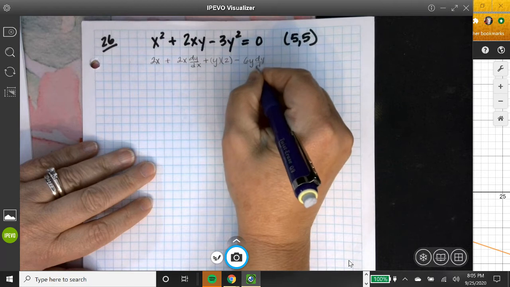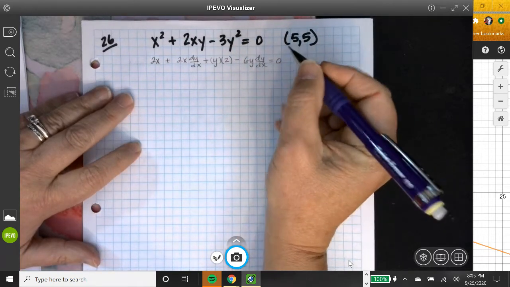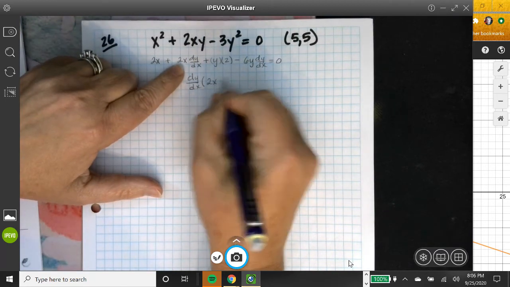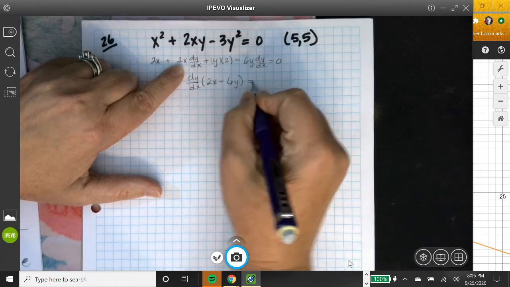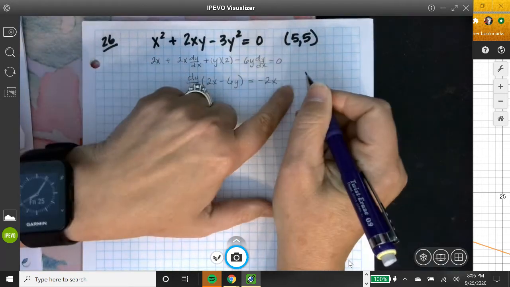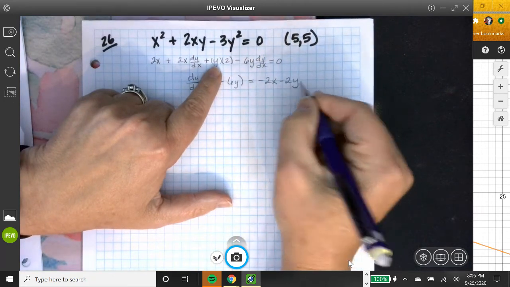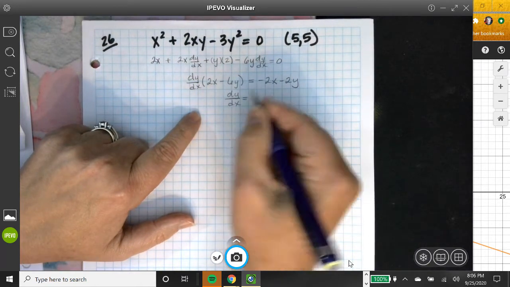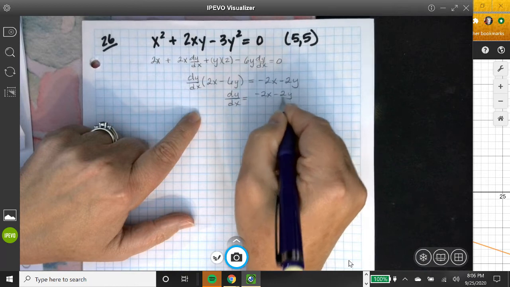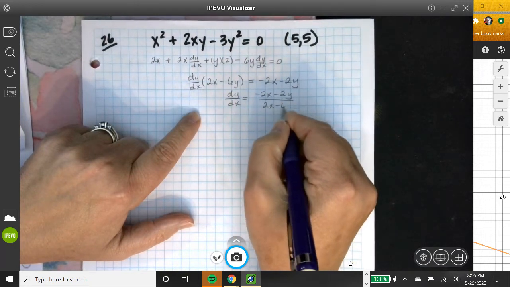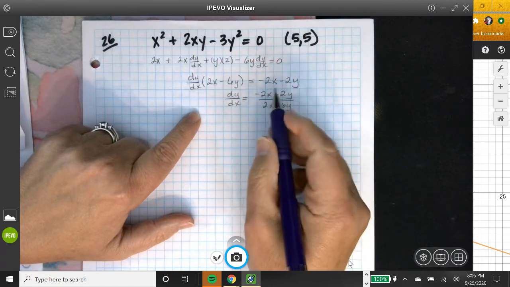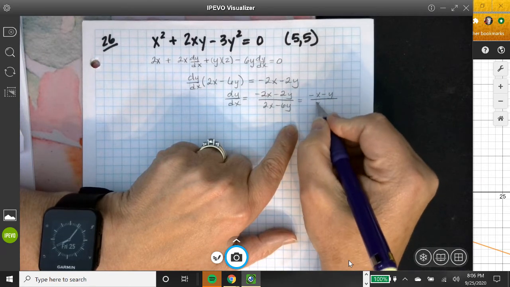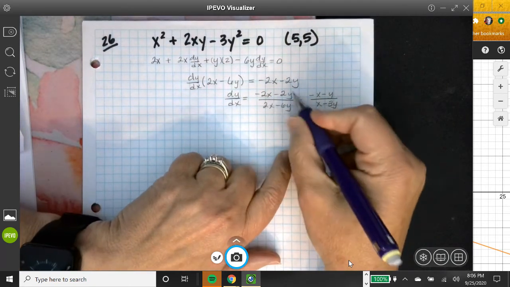dy dx equals 0. And I'm going to solve for dy dx now by factoring it out of these terms, which would be 2x minus 6y equals, and moving the 2x over to the other side makes it negative, and then minus 2y over here, moving it over makes it negative, and dy dx is equal to negative 2x minus 2y all over 2x minus 6y, and since all of these are divisible by 2, I can actually reduce this to negative x minus y over x minus 3y. And all I did was divide everything by 2.